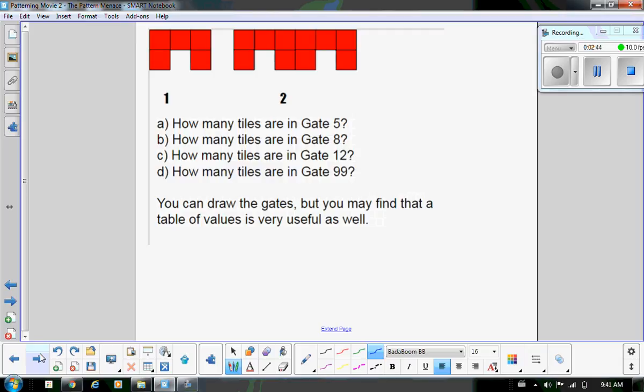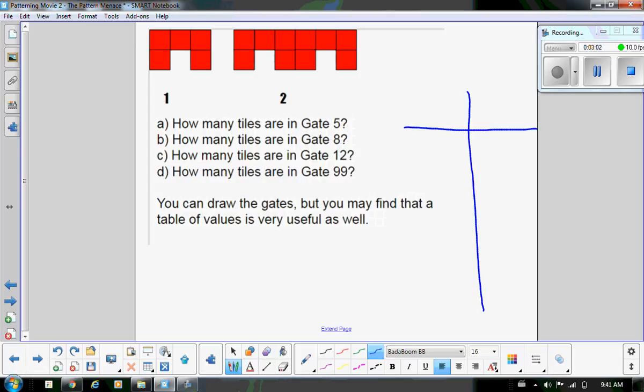We should use a table of values. So let's do it. Table of values. One of our favorite things. And on one side, we have the term number. The term number is what step of the pattern we're at.